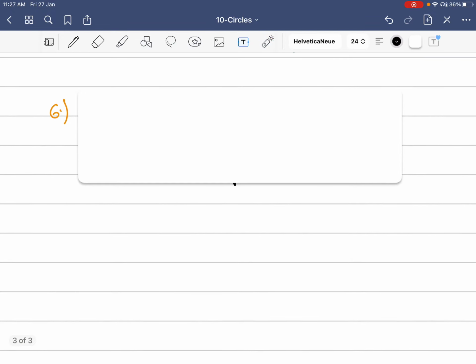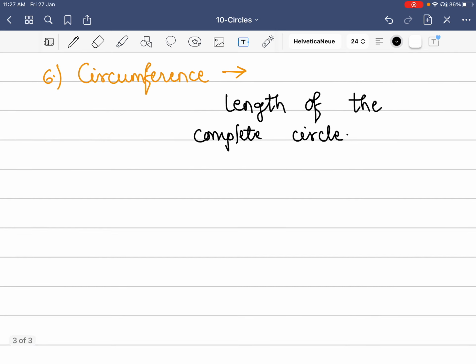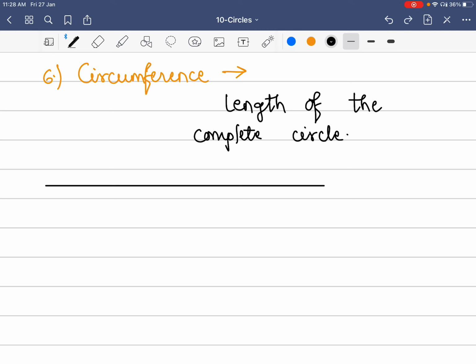Now the next concept that we are going to see is called the circumference. Okay, quite a simple and straightforward definition. What is the circumference? It's the length of the complete circle. For example, consider this. Let's say this is a wire, a straight wire. Now you are asked to make a circle out of this straight wire. Let's say the length of this wire is 2 meters.